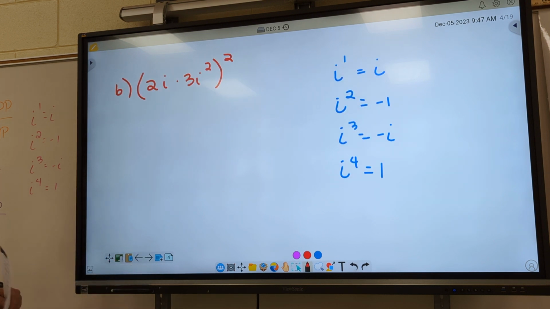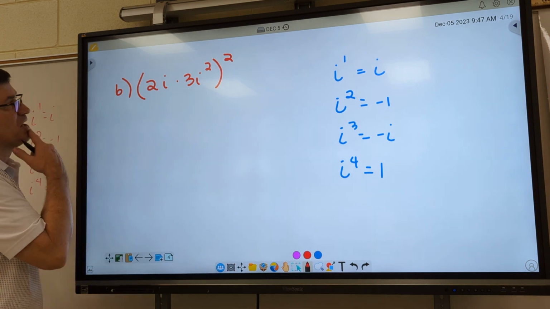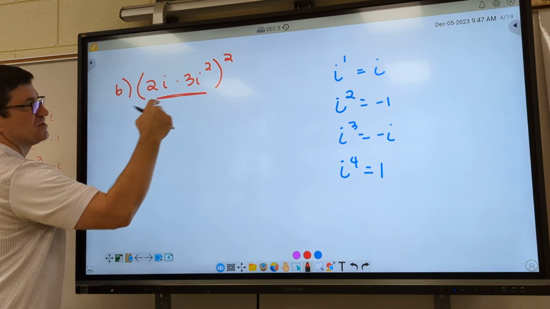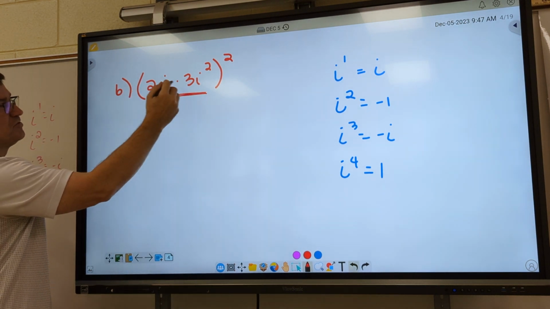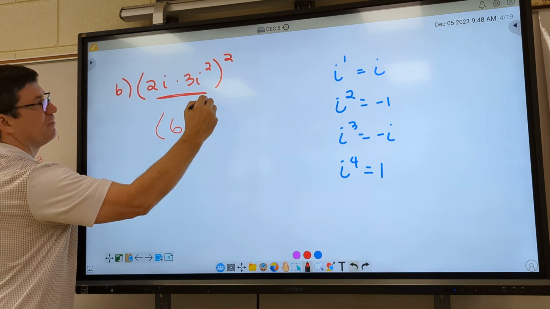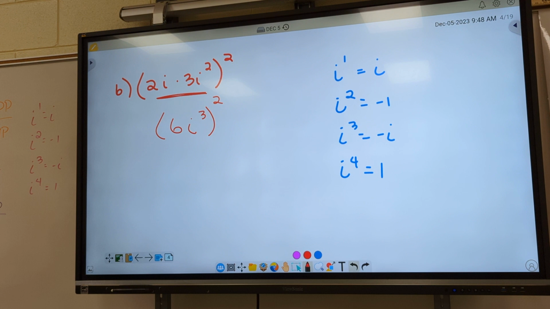Stop me if I need to slow down. All right, number 6. Let's make sure I've written it down correctly. A couple different ways you could do this one. I'm going to start on the inside of the parentheses first, okay? 2 times 3 gives you 6i to the third. There are other ways you can do it. I think that's probably the easiest way.